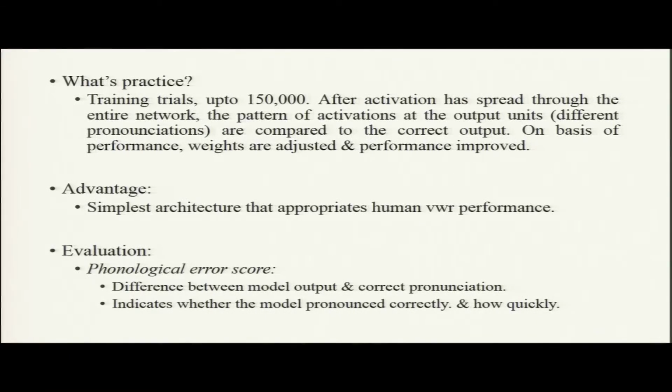We can evaluate the performance of this model in various ways. One way is to look at the phonological error score, that is, how well the phonological representation that the model has come up with matches the actual correct pronunciation. You compare the model output with respect to pronunciation against the actual pronunciation, and you indicate whether the model has pronounced a particular word correctly or incorrectly. The difference between the model's pronunciation and the actual pronunciation gives you an idea of the phonological error that the model has made. If the phonological error score is minimal, the model is performing alright. If the score is slightly larger, you probably need to adjust the weights to get the model closer to the actual pronunciation.